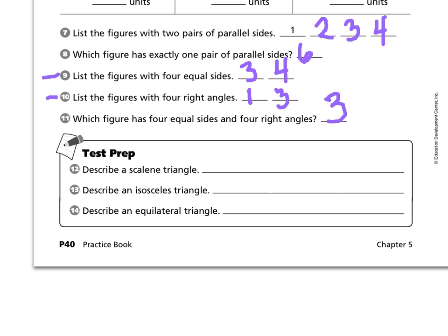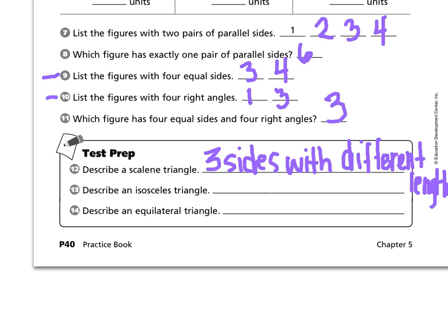If you're unsure of what these should be, you can look in the glossary of your book. But also, scalene triangles have 3 sides that are not equal to anything. For an isosceles triangle, I know that 2 sides are equal. For an equilateral triangle, I know that all 3 sides are equal in the measurement of their length.